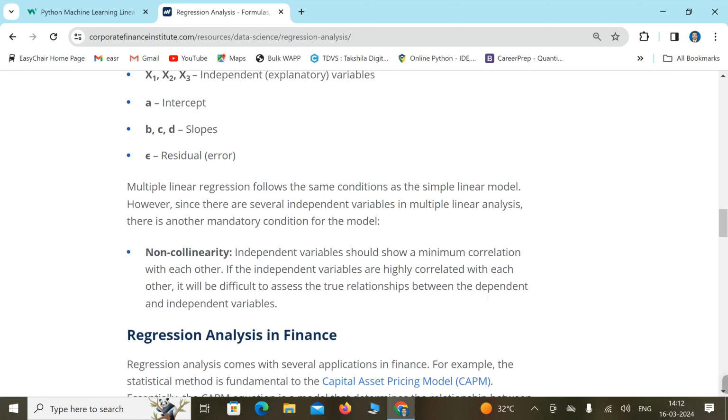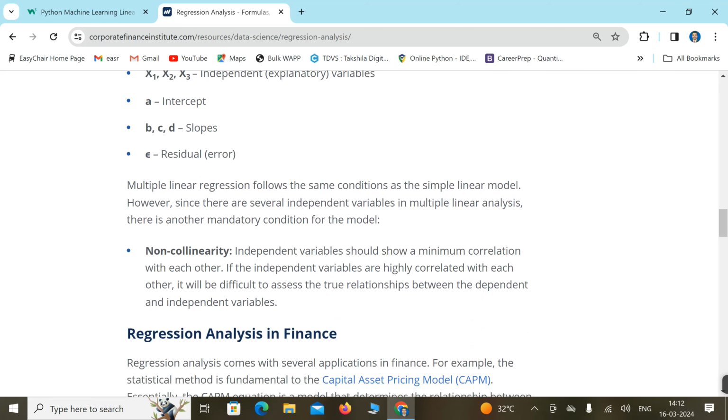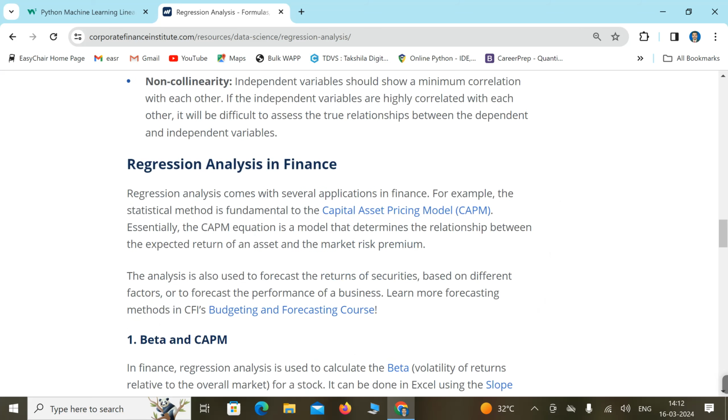Now, coming to non-collinearity. Non-collinearity means there should be a minimum correlation with each other. Independent variables should have a minimum correlation with each other. If the independent variables are highly correlated with each other, it will be difficult to assess the true relationship. There will be correlation, so it will be very difficult to assess the relationship between the dependent and independent variable.